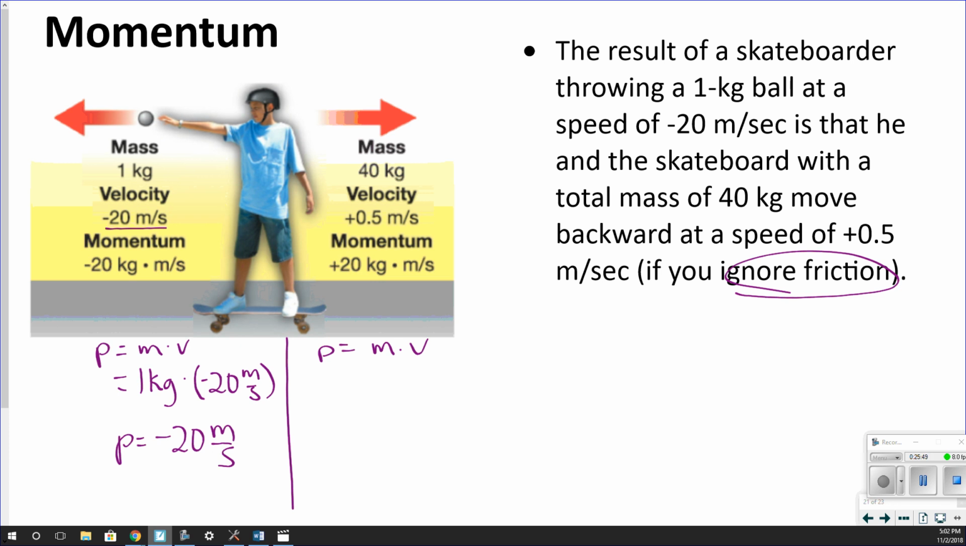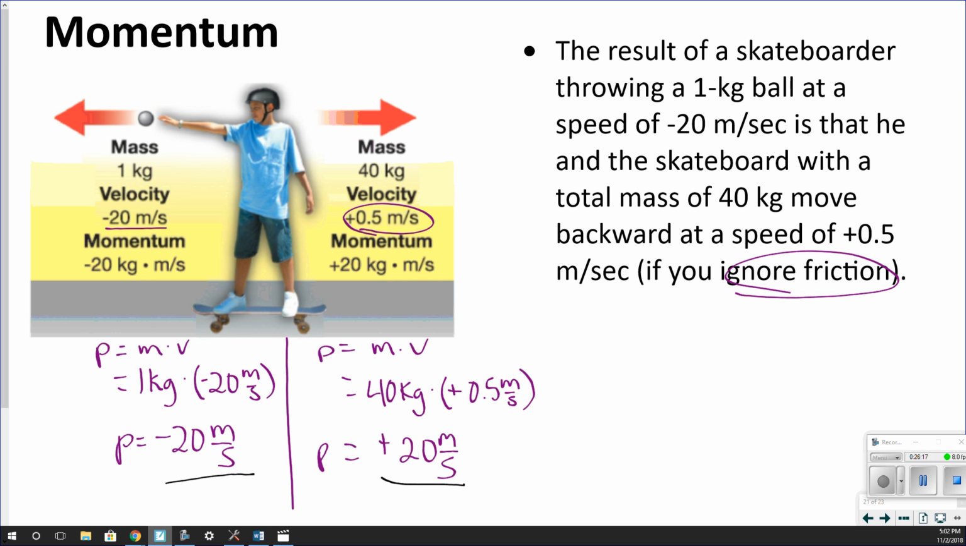Now, if we took the information for the boy, we would see that he has a mass of 40 kilograms, and we're going to multiply that by his velocity, which is positive 0.5 meters per second. We end up with a positive 20 kilogram meters per second for his momentum. As you can see, our momentums are the same, but they're opposite.